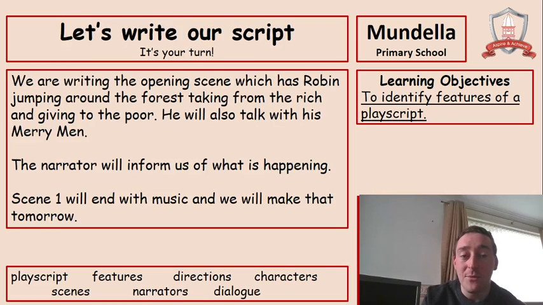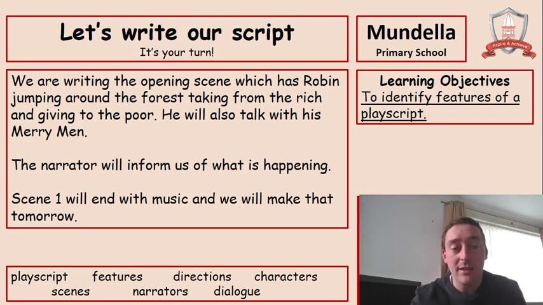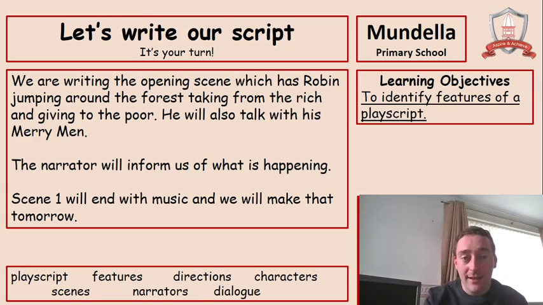So now it's your turn. We're writing the opening scene, which has Robin jumping around the forest, taking from the rich and giving to the poor. He will also talk with his merry men. So that allows you to bring in the narrator to set the scene, and then afterwards have Robin talking with his merry men. Okay, the narrator will inform us what is happening, and then tomorrow we're going to finish the scene by looking at some music that we can include with the scene to finish the opening in Sherwood Forest.